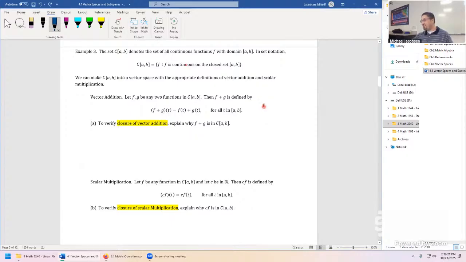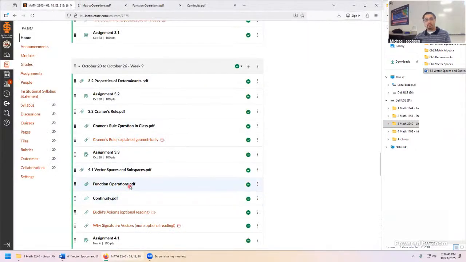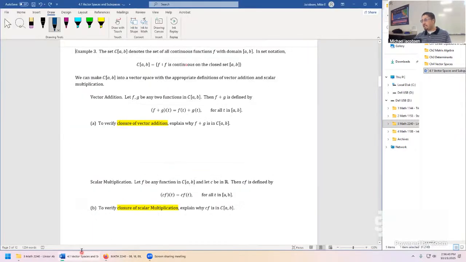But there's a lot going on when you're describing C[a,b] as a vector space. We now have to redefine: what do we mean by vector addition? What do we mean by scalar multiplication? And that's part of the notes that we are looking into over here on the function operations. So let's take kind of a breather on this. The main takeaway is this is what C[a,b] looks like written out as a set: all continuous functions on the closed domain from a to b.